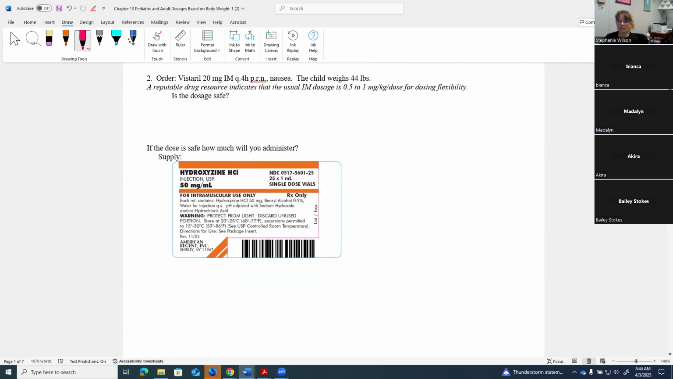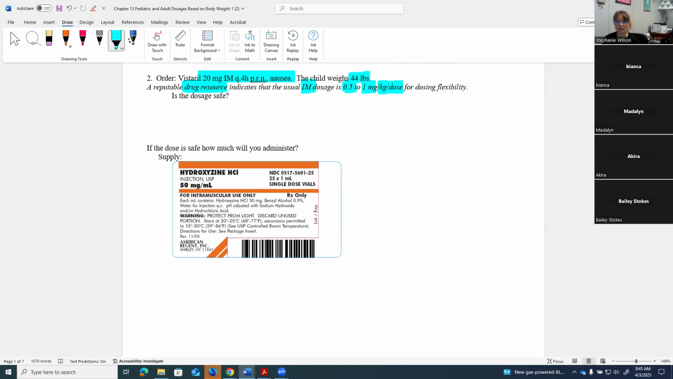Our next one here says we have an order of 20 milligrams intramuscular every 4 hours as needed for nausea for a patient that weighs 44 pounds. Now the drug reference, the recommendation from the manufacturer states that it is for intramuscular, and it says that it has a minimum of 0.5 to a maximum of 1 milligram per kilogram per dose.